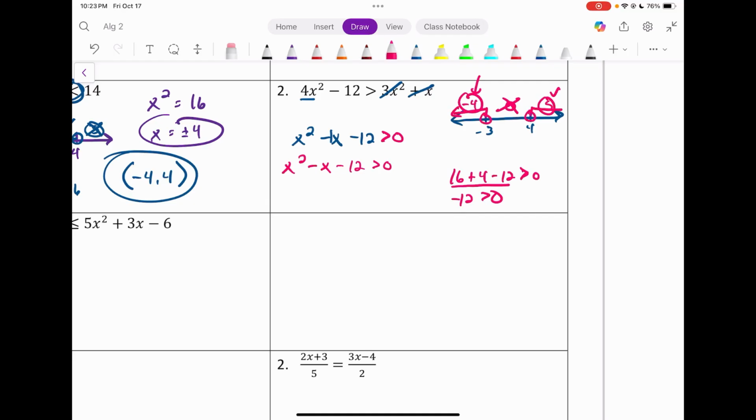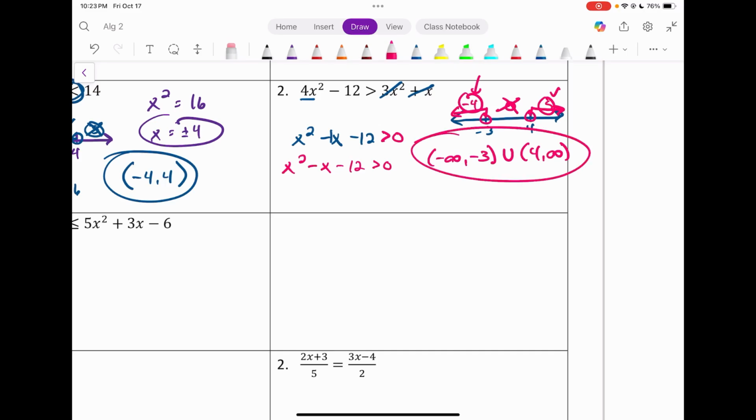Which means everything in this region works, everything in this region works, and what we called an OR statement before is what we've got now. My answer is all values from -infinity up to -3, or all values from 4 to infinity. And that's how you solve quadratic inequalities.